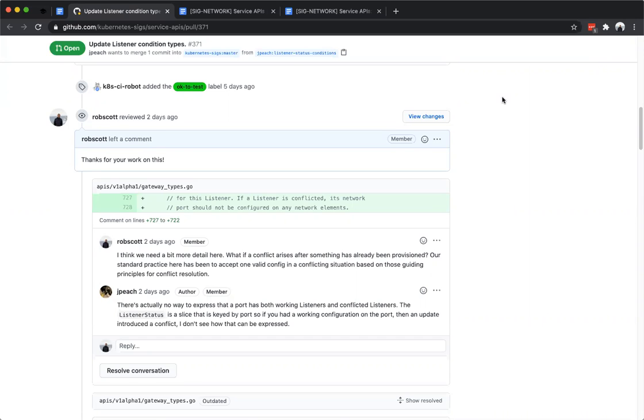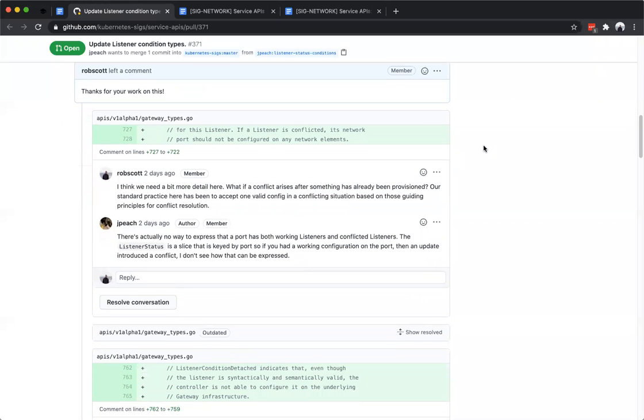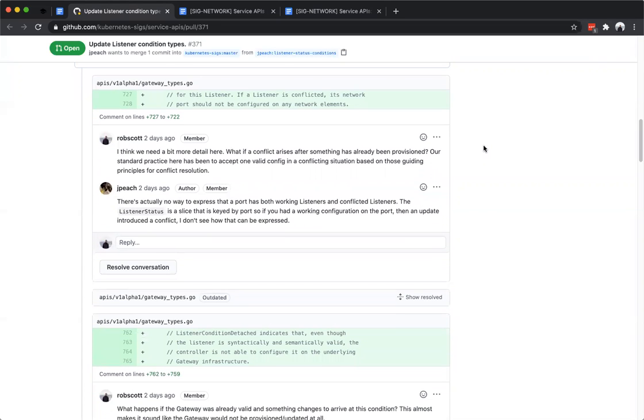So, we have language like, if the referent cannot be found, the invalid routes status condition on any gateway will be true. So invalid routes, in this new vocabulary, maps to the resolved refs condition type. So the resolved refs has a reason. And so I guess that starts begging the question of, well, what do you actually do with it? Do you raise the condition and then do you kind of soldier on? It's not very specific about what a controller should actually do.